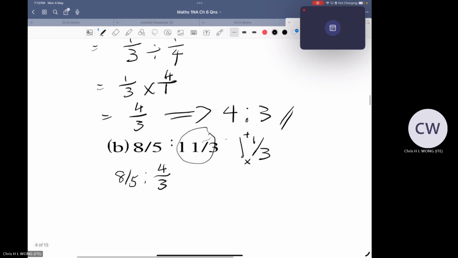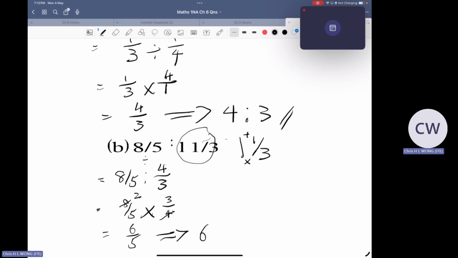Now we know this is a divide, right? Straight away you can put equals 8/5 times 3/4. 1 times 4, 2, 4, 8. 2 times 3, 6/5 will give you 6:5. Answer.